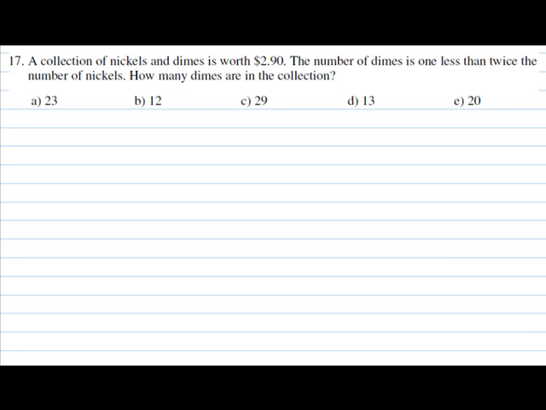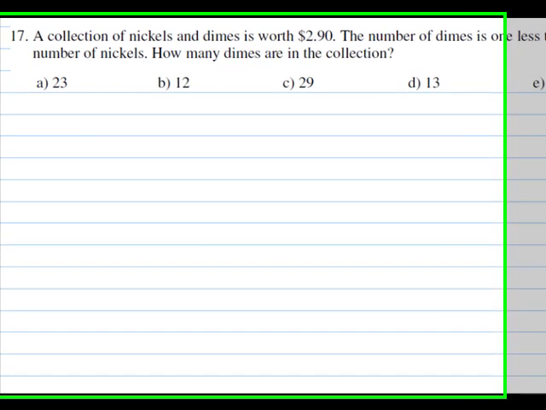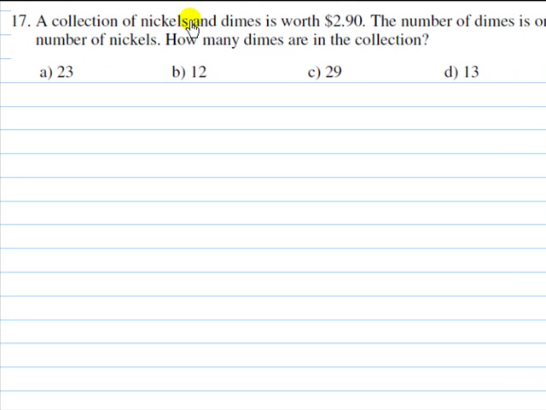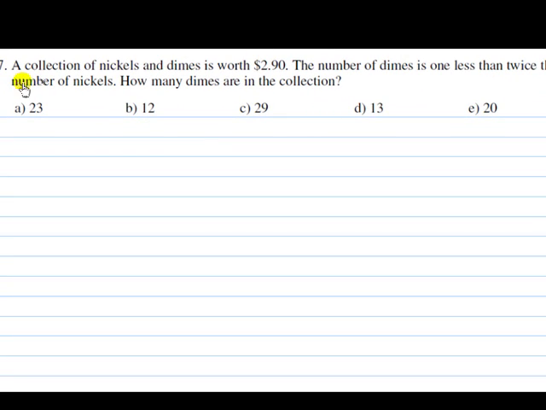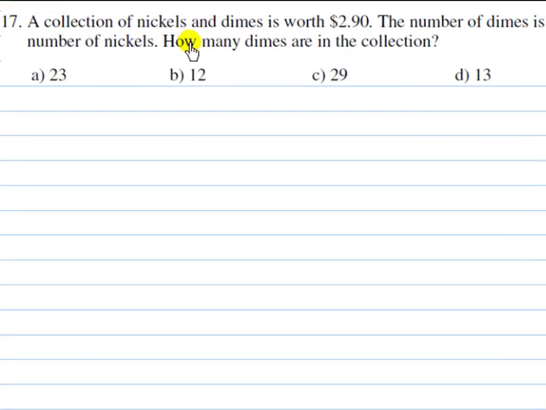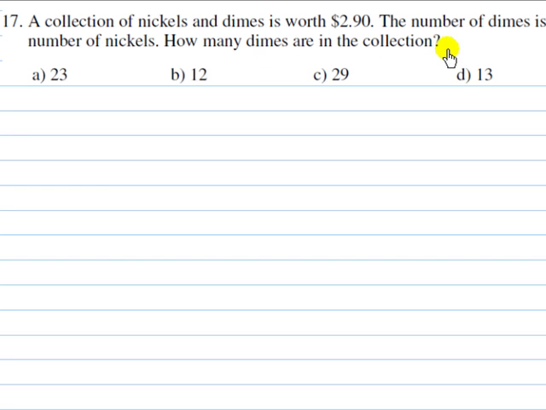Number 17 is a word problem. A collection of nickels and dimes is worth $2.90. The number of dimes is one less than twice the number of nickels. How many dimes are in the collection?